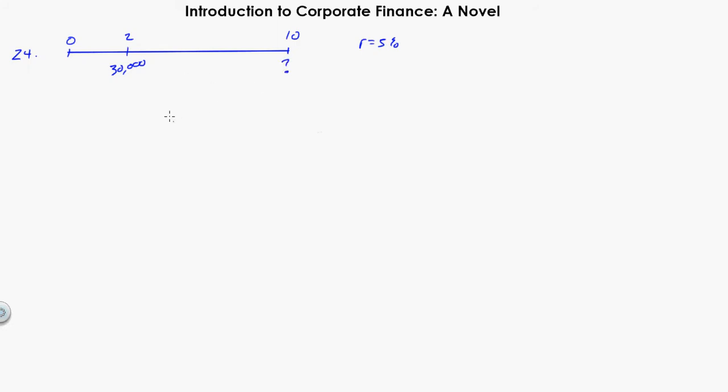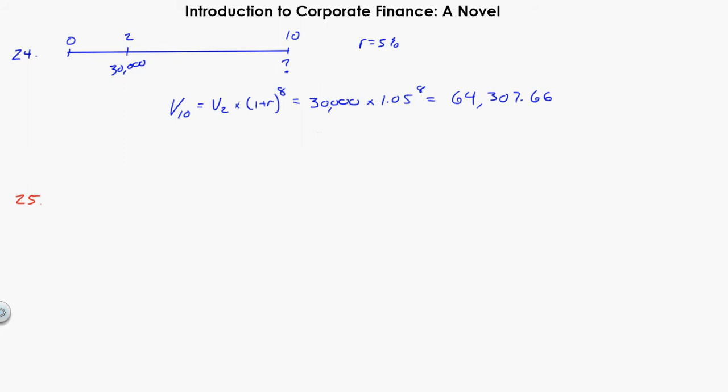And again, the timeline, if I see that, I know exactly what's going on here. The value at year 10 is equal to the value at year 2 times 1 plus R to the 8th, right? Because 2 plus 8 is 10. I'm going forward 8 steps. So the value at year 2 is $30,000 times 1.05 to the 8th, and that is equal to $64,307.66.